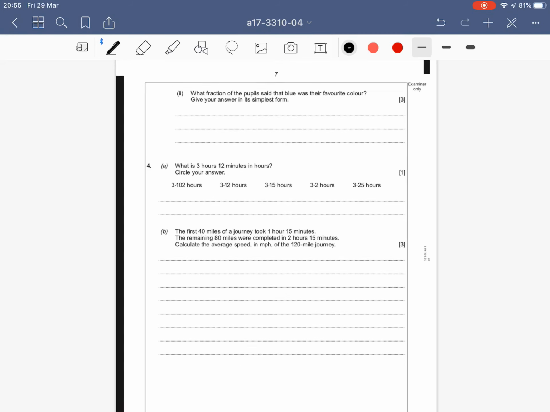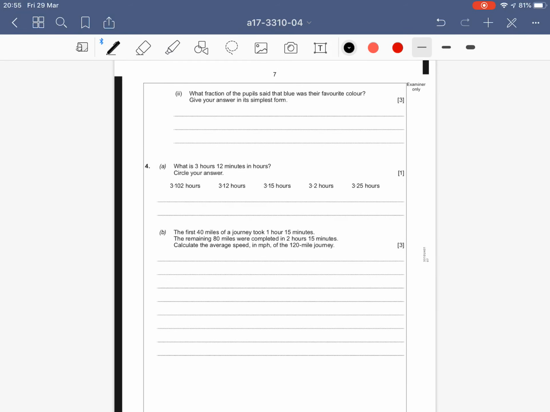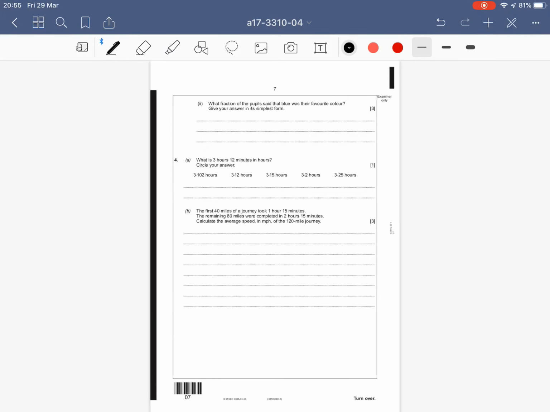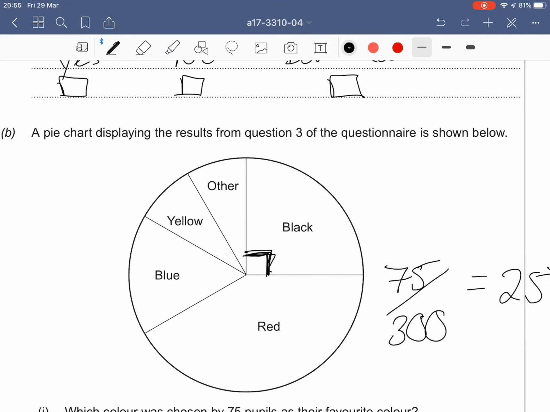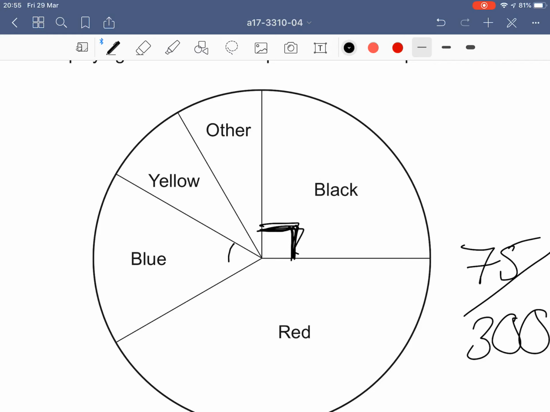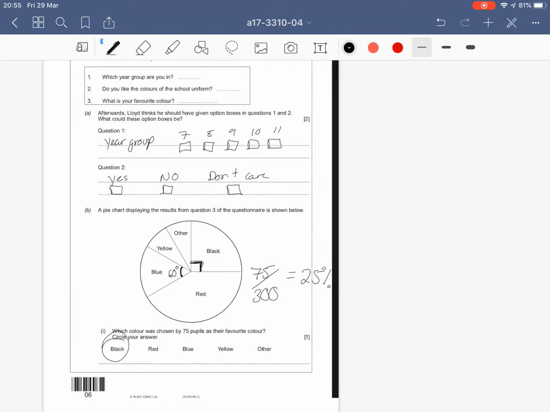What fraction of the pupils said that blue was their favourite colour? Give your answer in the simplest form. So you need to measure the angle here for blue. I don't have a protractor to show you how to do that, but if you measure that angle, ask your teacher how to do that, you should get 60 degrees there.